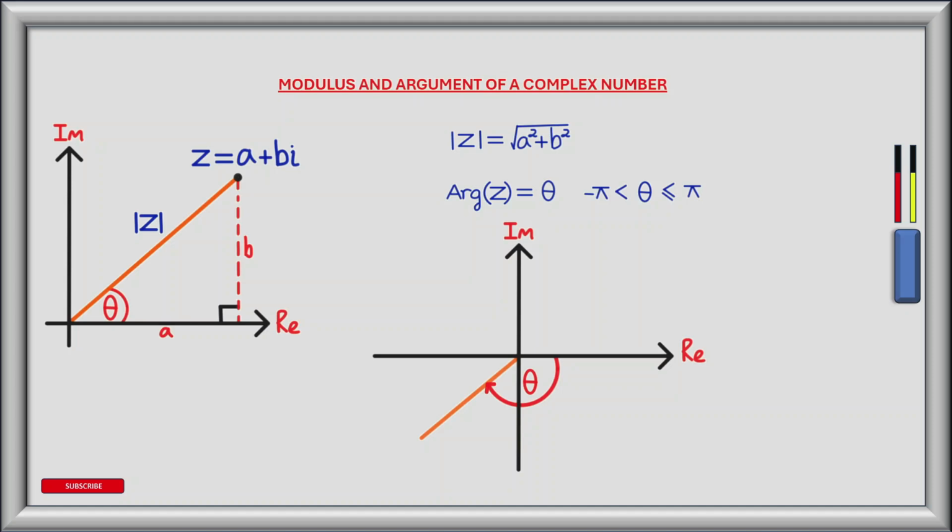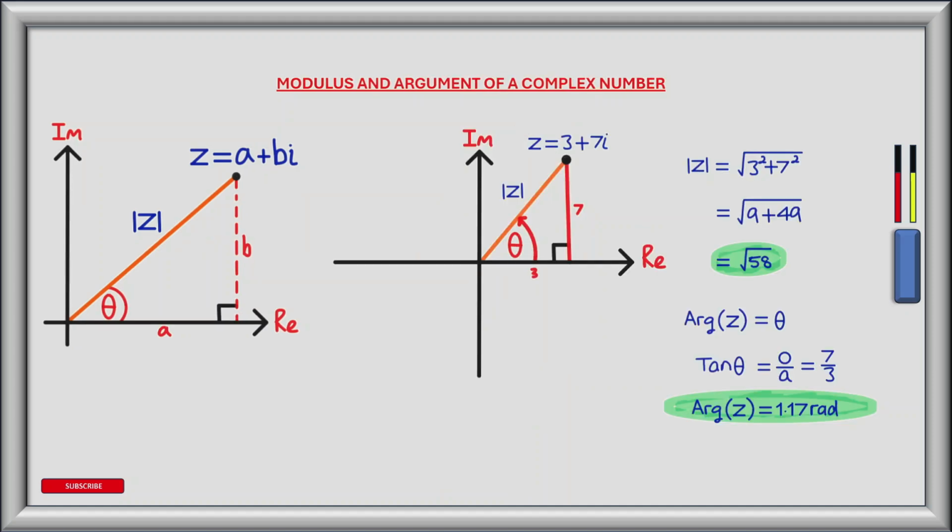Let's now solidify our understanding of modulus and argument by working through some examples. In our first example, let's find the modulus and argument of the complex number 3 plus 7i. If we plot this number on an Argand diagram, we see we have 3 units on the real axis and 7 units on the imaginary axis. These two sides form two sides of a right-angled triangle.